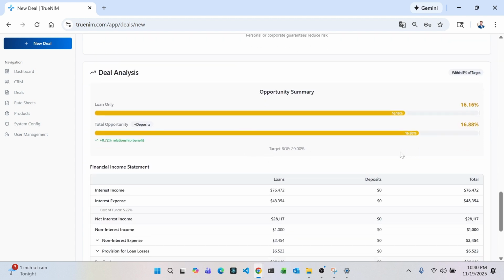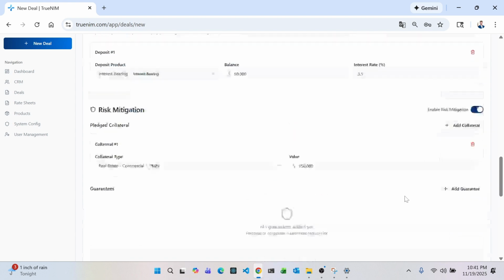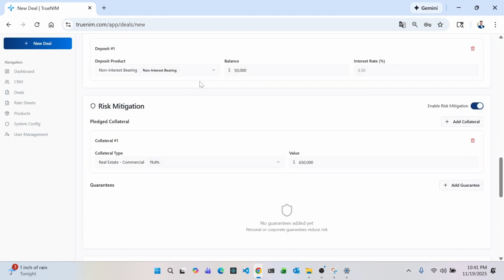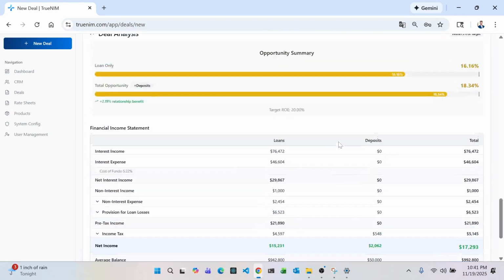So we're showing a 16.16% return on just the loan, but because they're bringing over some deposits, that actually improves. Let's say this got changed from an interest-bearing to a non-interest-bearing, and there's no rate associated with it, but it is still $50,000. You see how that went from 16 to 18.34%? That's because the cost of funds associated with this loan and that it can be used for other types of loans over a given time, improved the overall ROE of this deal.